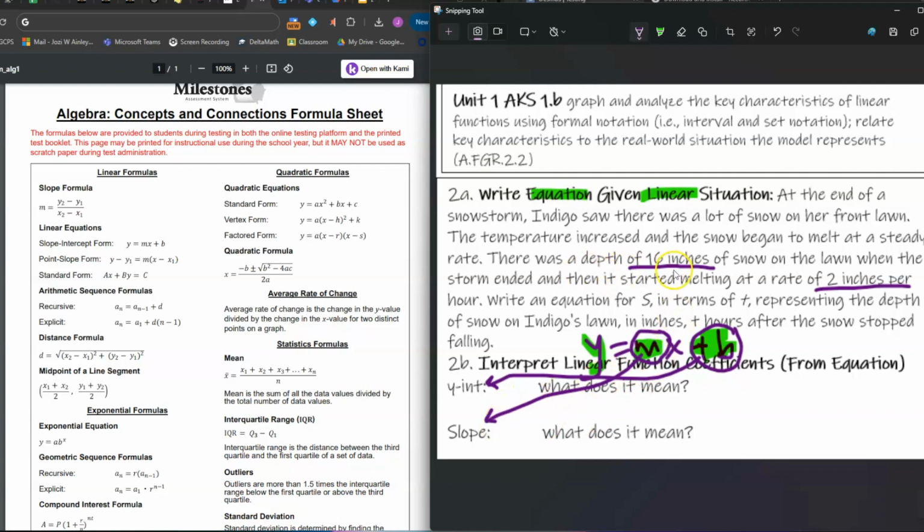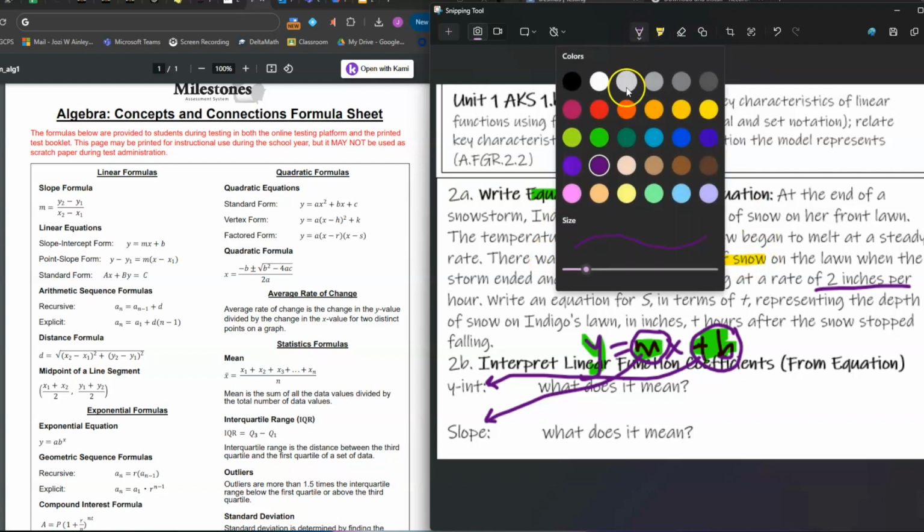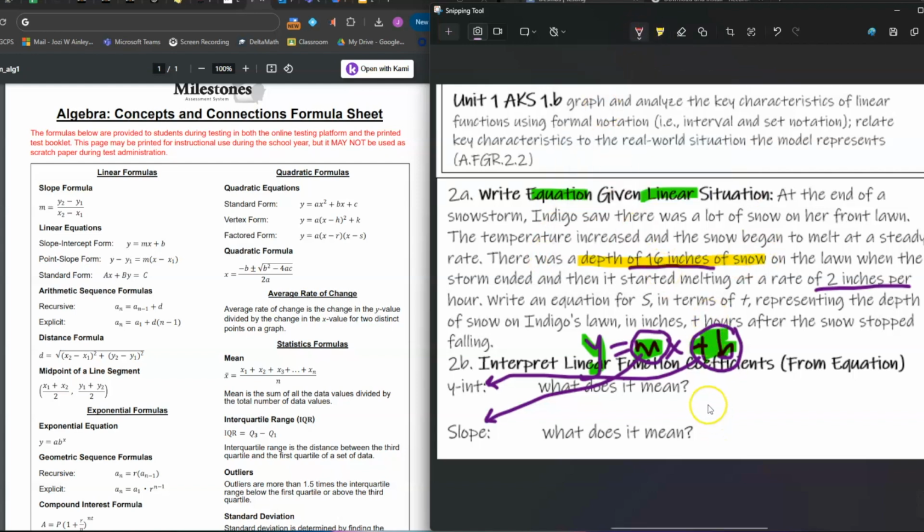So 16, is that my start or is that what it's changing by each time? Is it changing by 16 every time or is that what I start with? Hopefully you've said that that is what I start with. And why is that? Because it says the depth of my snow was 16 inches. So that is what I start. Therefore, 16 inches is my y-intercept. So I'm going to write it down here. But again, remember you're writing it over there. I start with 16 of my depth.